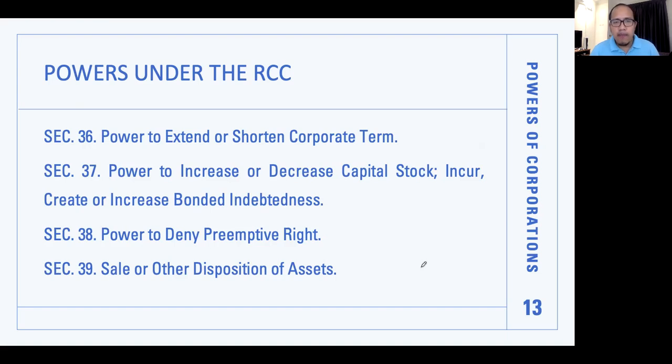Under Section 37, the corporation has the power to increase or decrease the capital stock or incur, create, or increase bonded indebtedness. So yung capital stock, naka-indicate yan sa Articles of Incorporation. Ito yung maximum, authorized capital stock rather, ito yung maximum na amount of capitalization that a corporation may have. Pero kung kulang na yung ating authorized capital stock, anong gagawin natin? Pwede tayong mag-apply for an increase in our capital stock. Or kapag sobra-sobra naman tong capital stock natin, we can apply for a decrease in our capital stock.